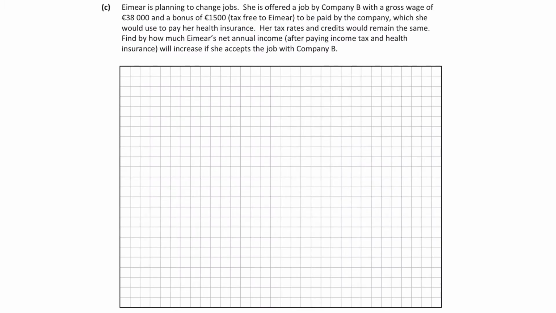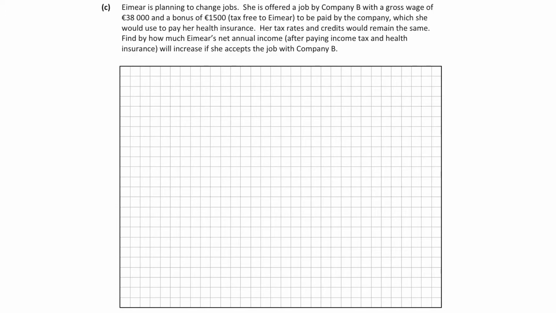So part C. So Emer is planning to change jobs. She is offered a job by company B with a gross wage of 38,000 and a bonus of 1,500, tax-free to Emer, to be paid by the company, which she would use to pay her health insurance. Okay. Her tax rates and credits will remain the same. Find out how much Emer's net annual income after paying income tax and health insurance will increase if she accepts the job in company B.